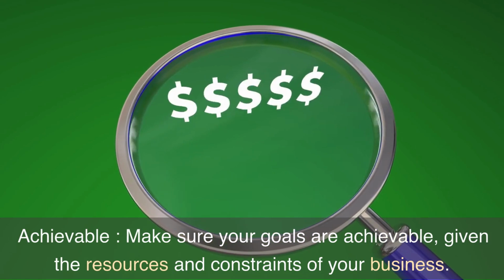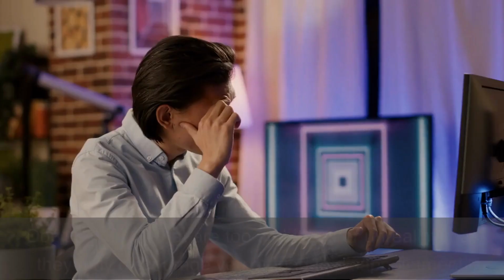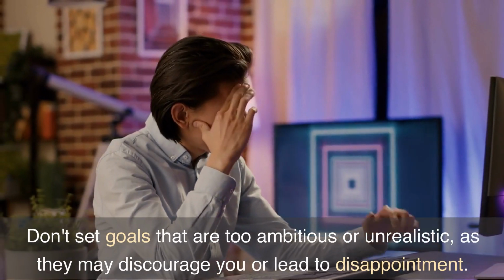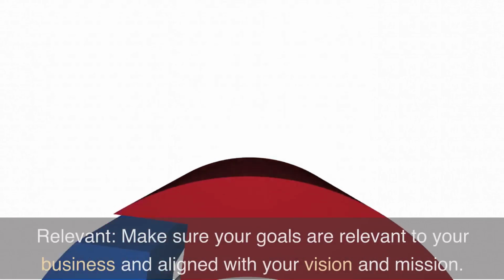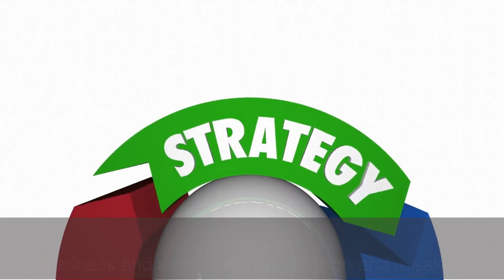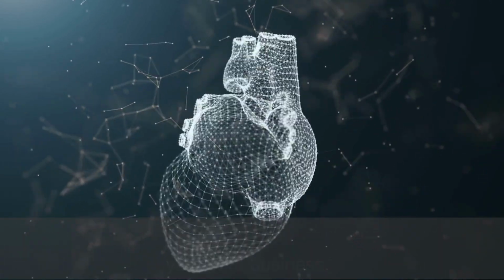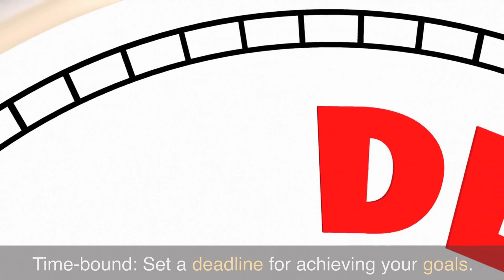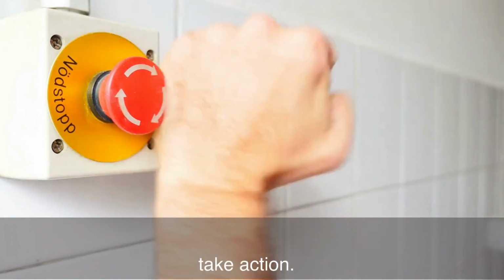Achievable. Make sure your goals are achievable, given the resources and constraints of your business. Don't set goals that are too ambitious or unrealistic, as they may discourage you or lead to disappointment. Relevant. Make sure your goals are relevant to your business and aligned with your vision and mission. Don't set goals that are unrelated or disconnected from your core business. Time-bound. Set a deadline for achieving your goals. This will give you a sense of urgency and motivate you to take action.